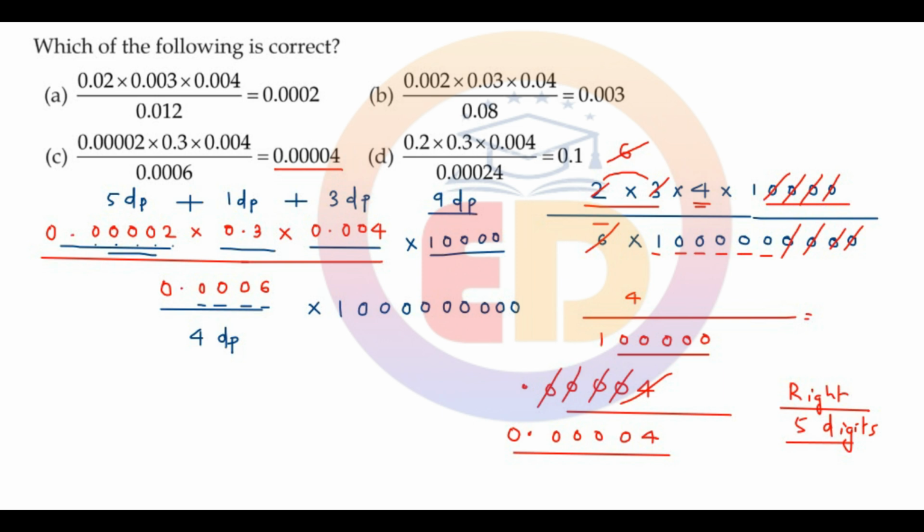But our answer here is 0.00004. So I see that the value written here in the option C is actually our answer on solving. They both are the same, so option number C is correct.